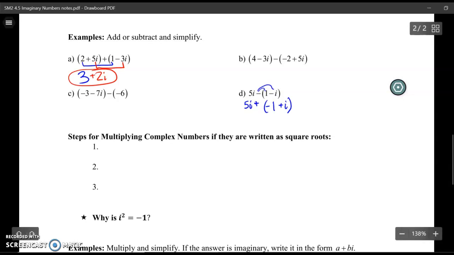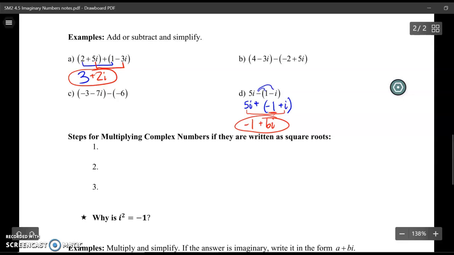So I have a 5i and an i that I can put together. Then I kind of have this loner 1. So the -1 I'm going to put first. So it's going to be -1 plus 6i total. Okay, and that would be the final answer for that one.